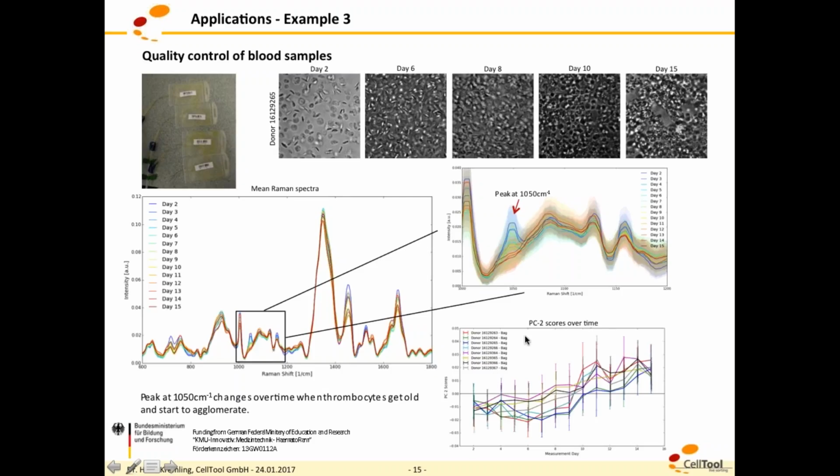This is shown here. Here you see the PC2 scores over time. The PC2 scores, because the peak at 1050 wave numbers was later found in the PCA on PC2. And you see that the values change over time. And not to be confused, they got higher because the peak was negatively correlated with PC2. That is why the scores got higher, although the peak is getting lower.